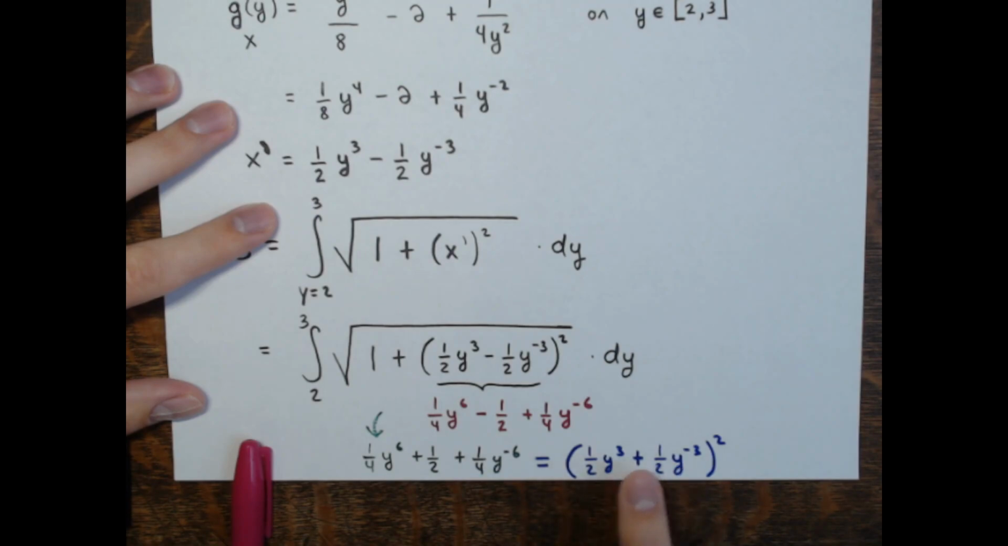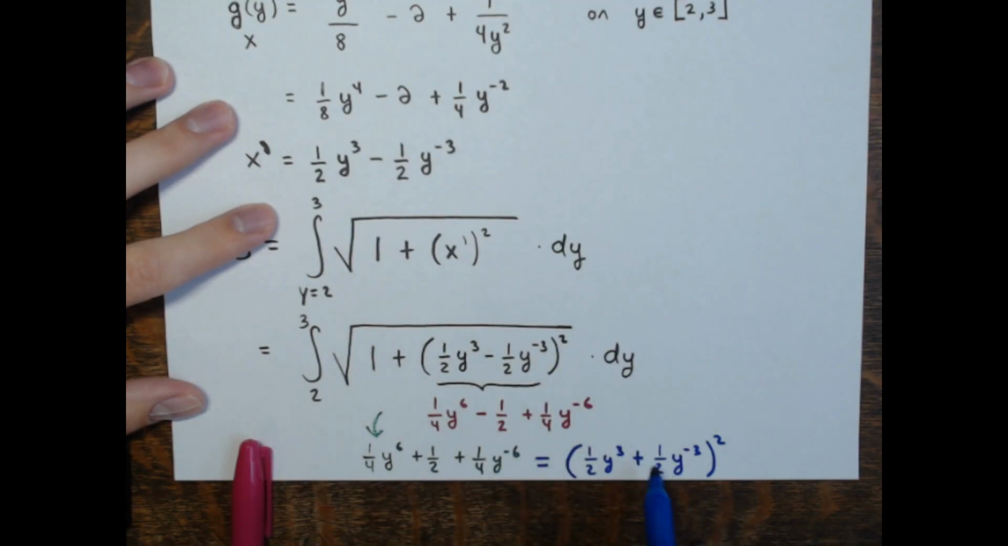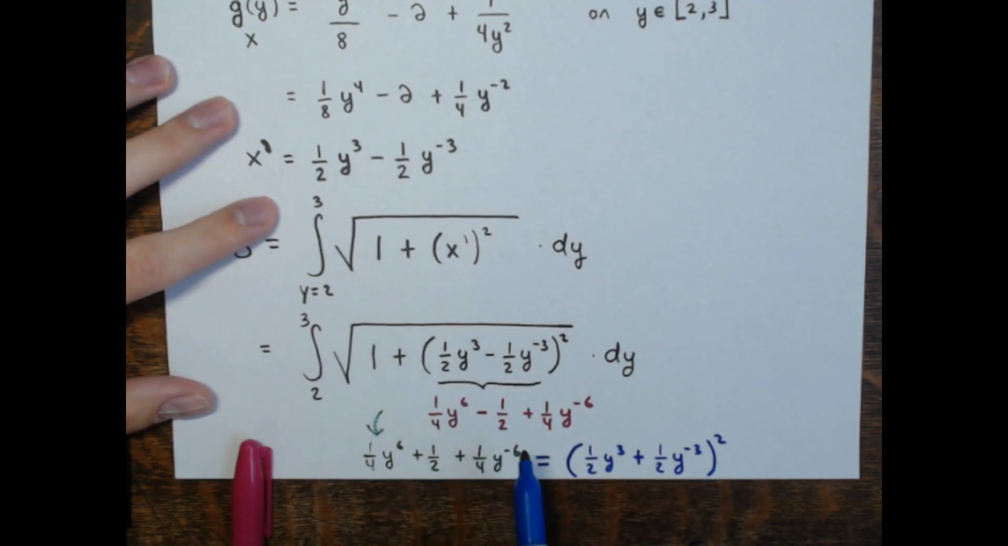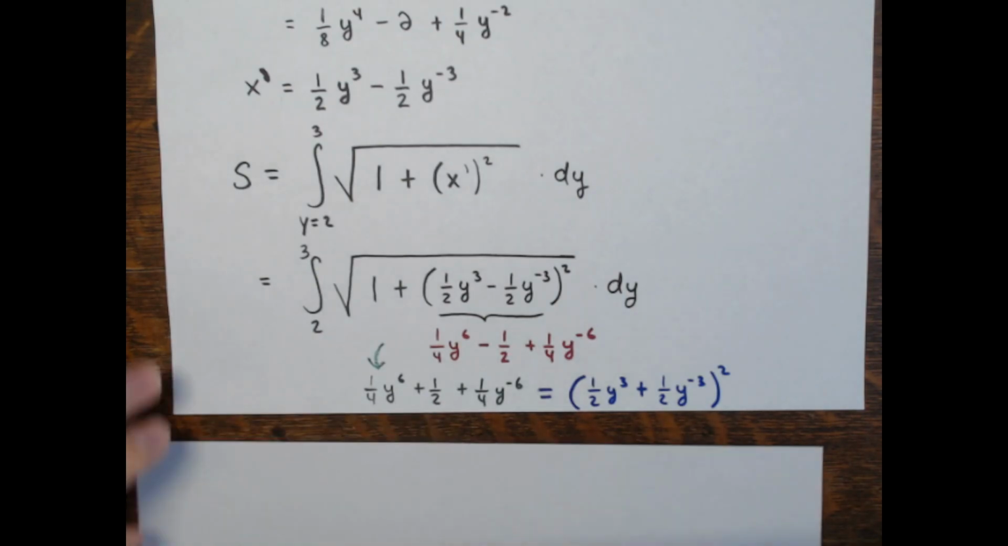and then half y cubed times half y to the negative third would be 1/4. We have two of those, so plus a half, plus 2/4, that's the middle term. And then a half y to the negative third squared is a quarter y to the negative 6. And we're taking the square root of this square, so the squares will go away and I'm left with the following, the resulting expression.